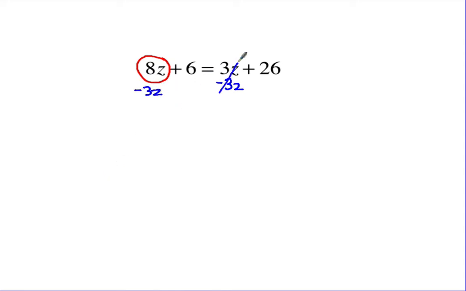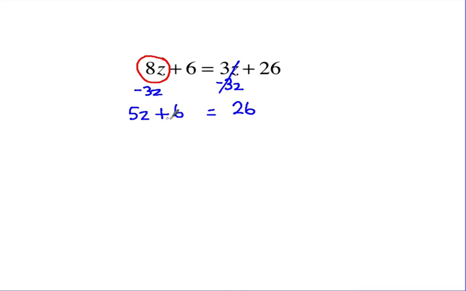So that will make that disappear from that side, because 3z take away 3z is nothing, and I'll be left with just the 26. Over here I've got 8z take away 3z, which is 5z, and I've got an extra 6, and that equals 26. So now we've got the two-step equation that we were doing a few questions back.